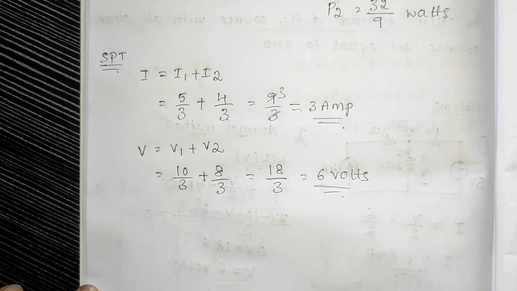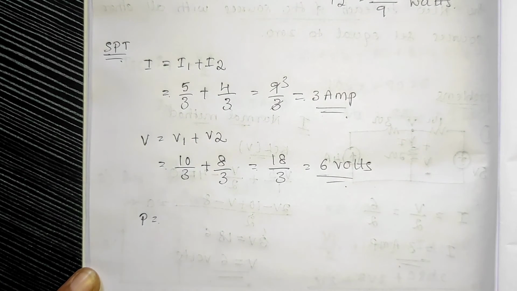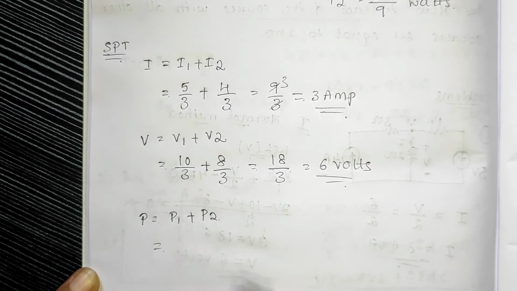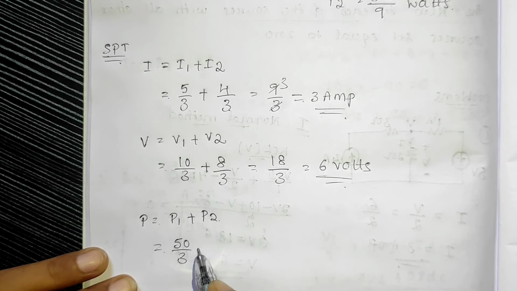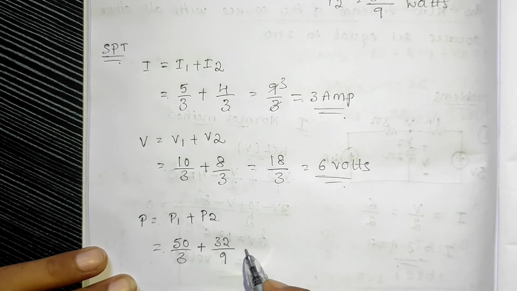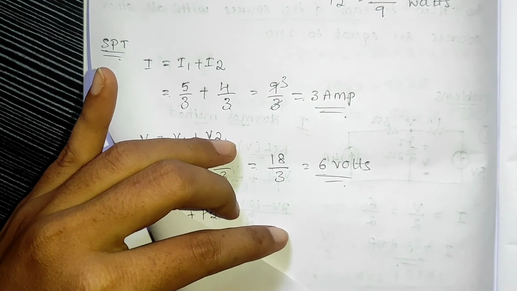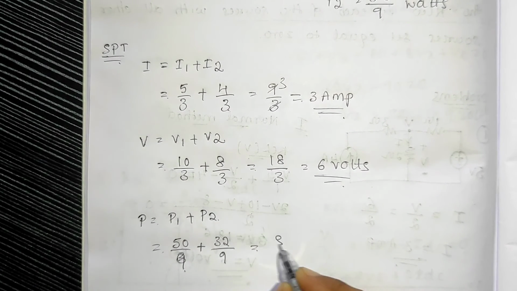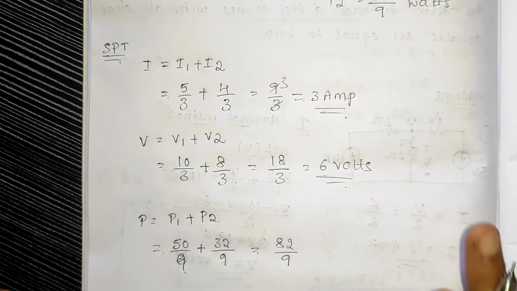Okay, let's check the power. P1 plus P2. Here the power P1 value is 50 divided by 3, P2 is 32 divided by 9. Here 50 divided by 3 is 150 divided by 9, right? Okay, so 182 divided by 9.